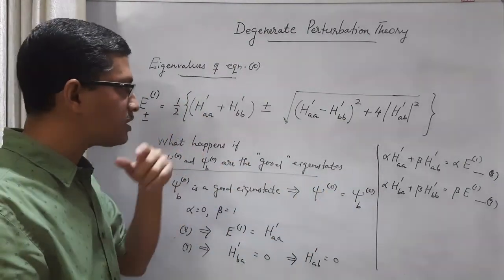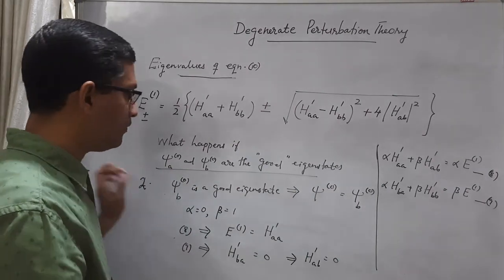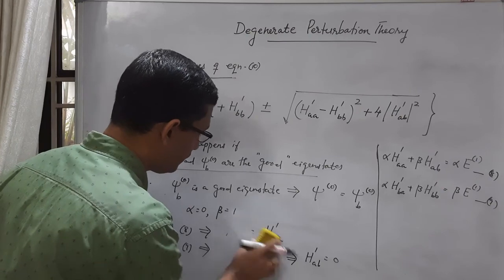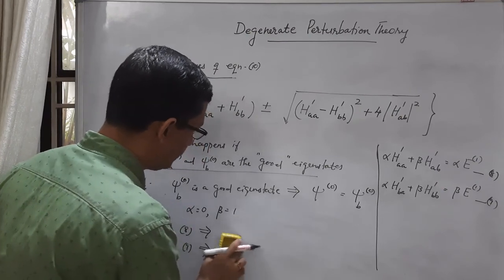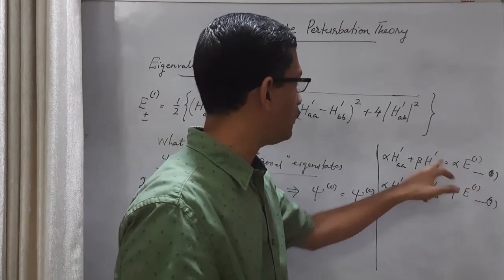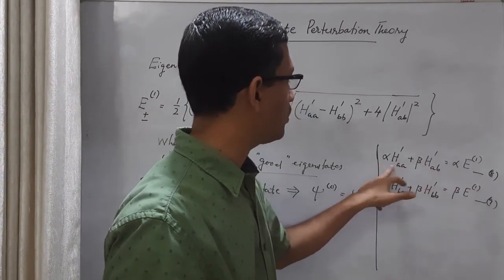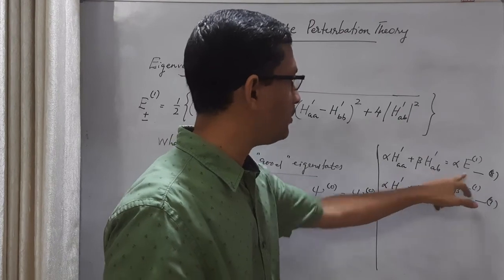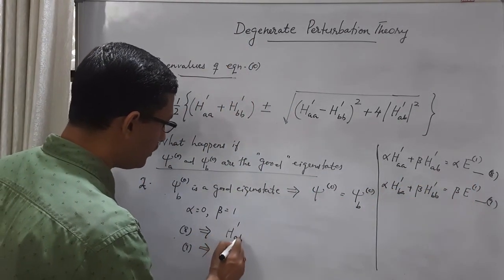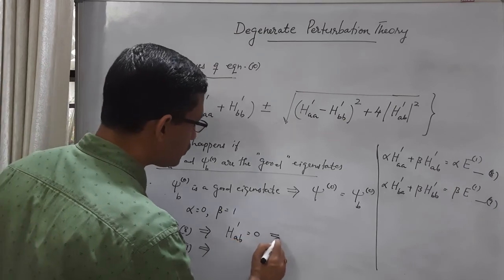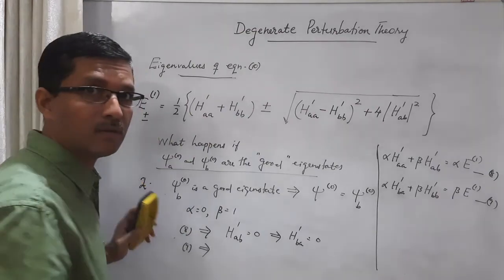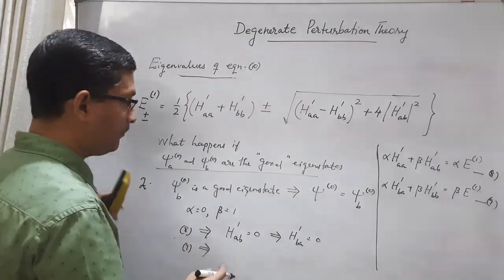Let us look at equations 8 and 9. What happens when alpha is equal to 0 and beta is equal to 1? Alpha equal to 0, so these two terms become 0. Beta equal to 1, so h prime ab is equal to 0. So equation 8 gives h prime ab equal to 0, which also means that h prime ba is equal to 0, because h prime ba is the complex conjugate of h prime ab.